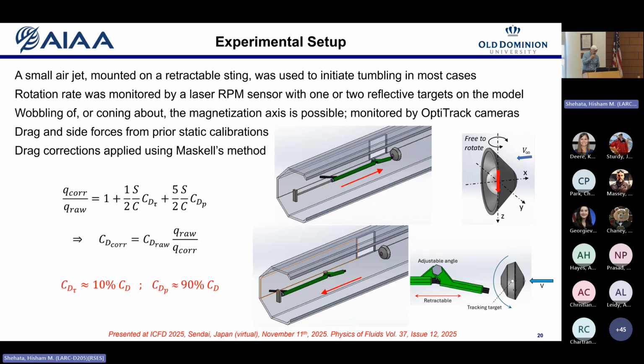So following prior tradition, an air jet was arranged on a retractable sting. It came forward and you puff some air on one side of the model to spin it up a little bit. Then you retract the sting and start up the tunnel. In all cases, the model locks into the flow. It spins up to a steady speed, which is very closely proportional to tunnel speed, like a constant reduced frequency.